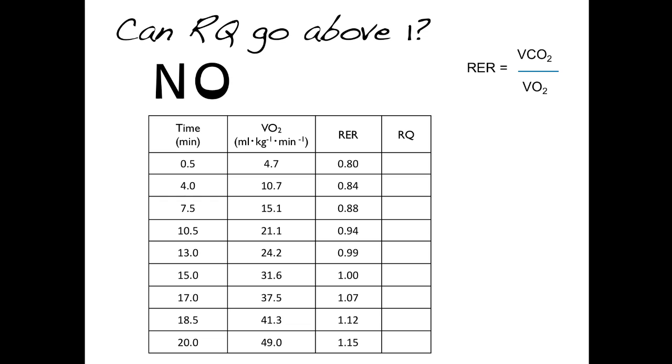Let's have a look at some real data. This is data from a VO2 max test I did on a participant, and what we did is over time we increased the workload so that VO2 goes up over time. Here we can see that RER starts off at 0.8, and as exercise intensity goes up, it goes up as well. And at a particular point, RER measured at the mouth goes above 1. So what is actually going on at the tissue?